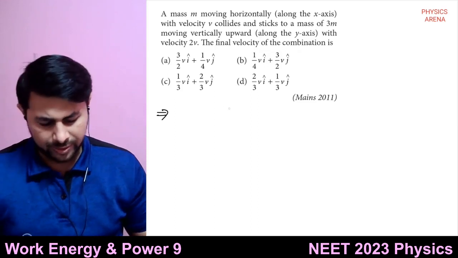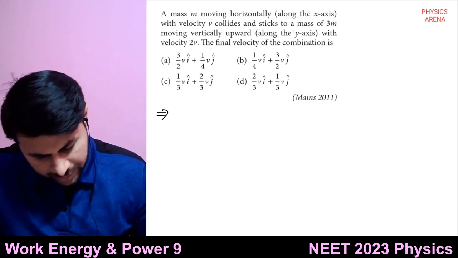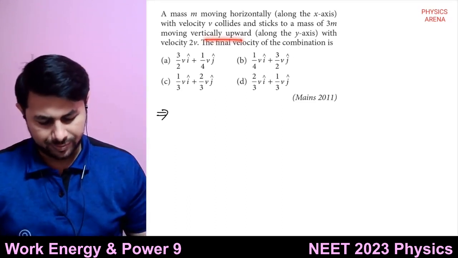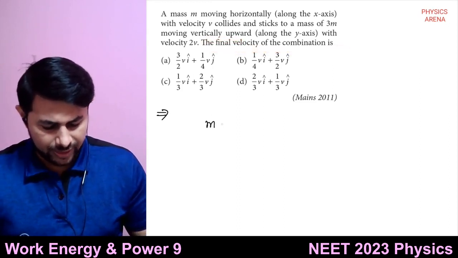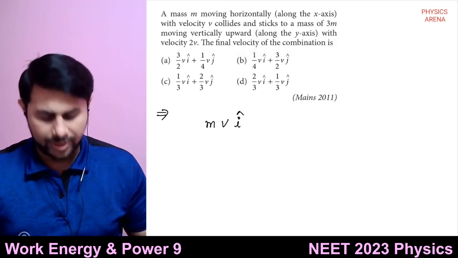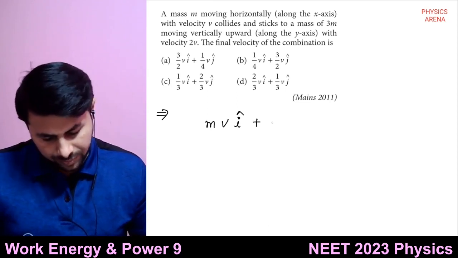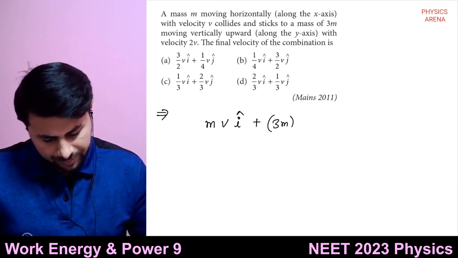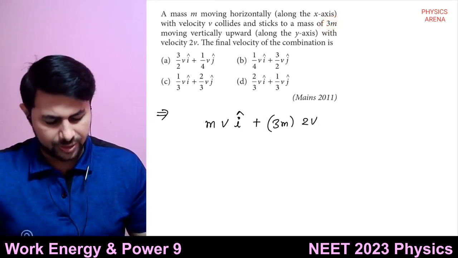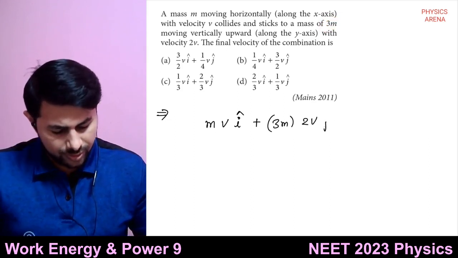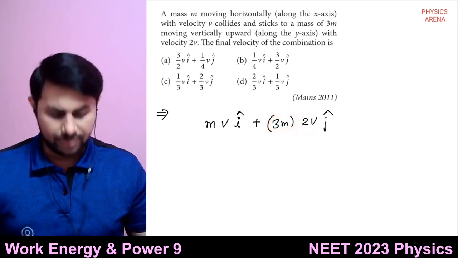Okay, but this is a simple problem. The first one is moving in the x direction, the second mass is moving in the y direction. The final velocity of the combination is the question. The first one is moving in the x direction with velocity v, so its momentum is mv times i cap. The second mass is 3m, moving in the y direction with velocity 2v. So momentum is mass times velocity, 3m multiplied by 2v times j cap.